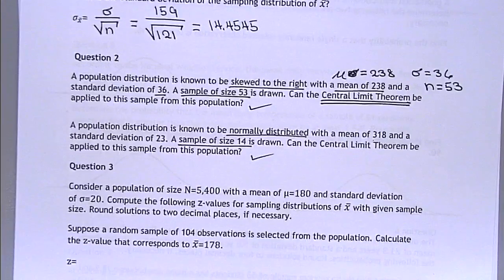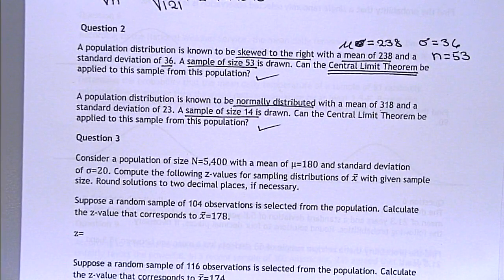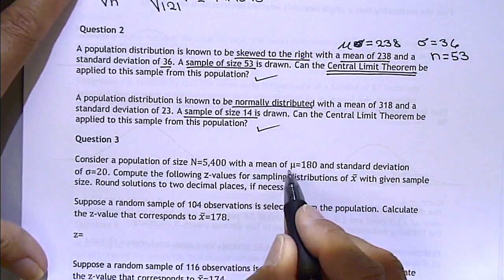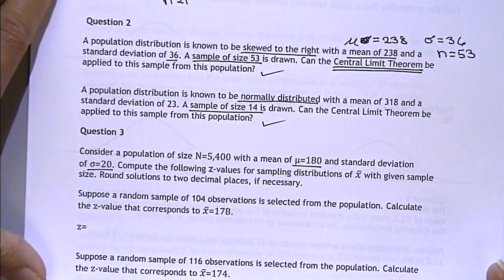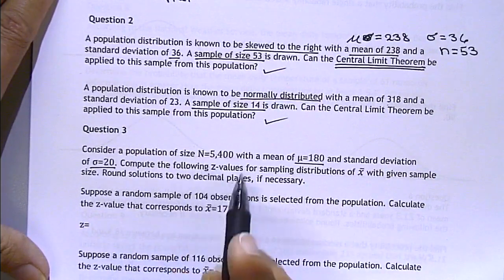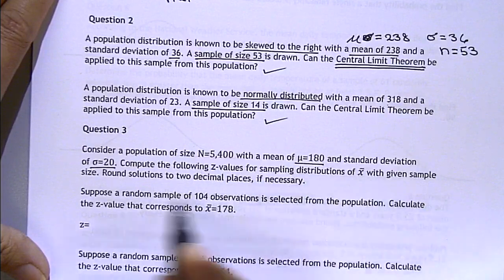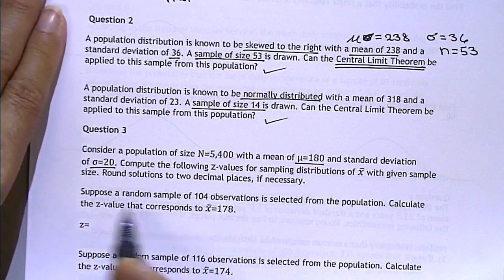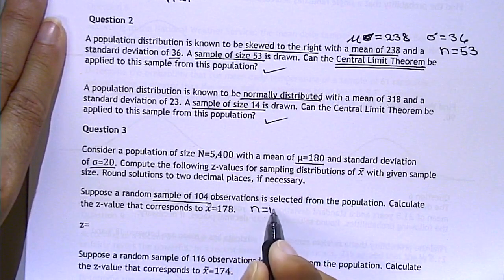All right, so next we're going to consider a population. The size of that population is represented with a capital N. Please note that. That's not a sample size. That's a population size. It's 5,400. It says there's a population mean of 180, and the standard deviation of the population is 20. And we're going to compute the following z-values for sampling distributions of x bar with the given sample size. So now it tells us a sample size of 104. In other words, n is equal to 104.